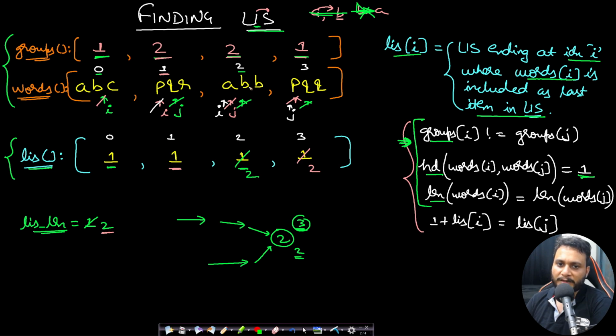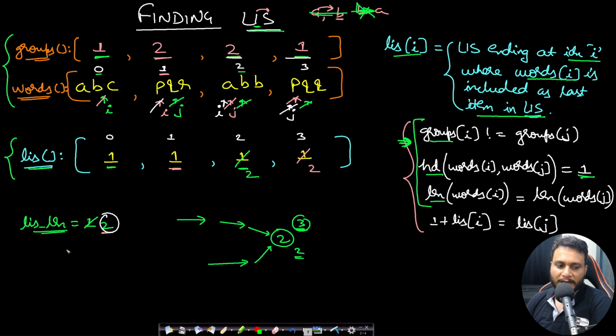PQQ, can it be appended after ABB? They have different groups, but their Hamming distance is 3. It is not 1. So they cannot be appended. And now we are done. I will not go to the last item, because after the last item, there is no other item, right? So the last item cannot be the second last in the subsequence. So the LIS length is 2. We have found the LIS length successfully.